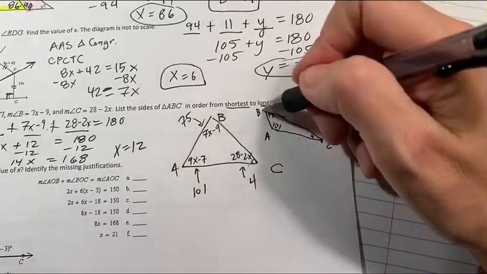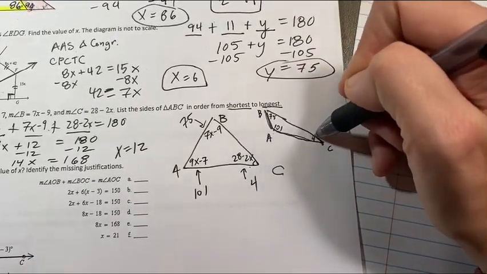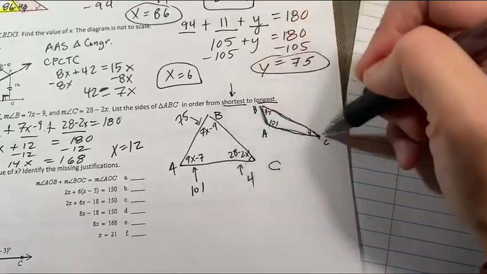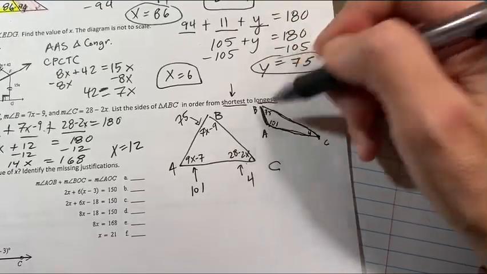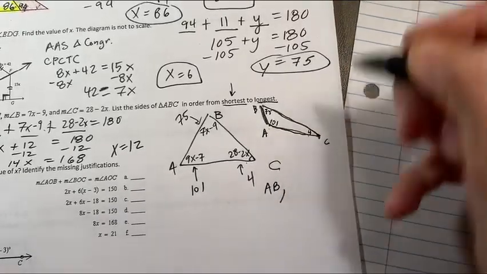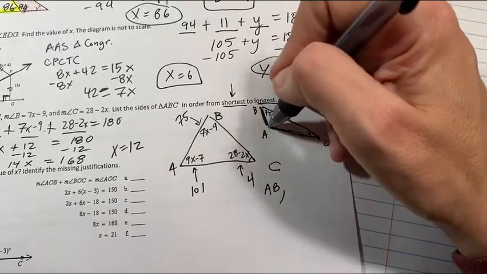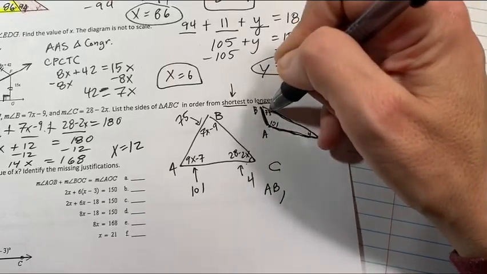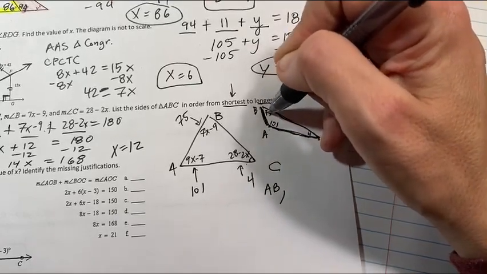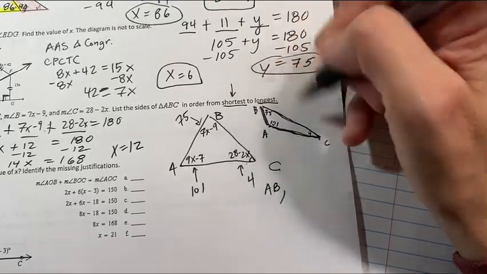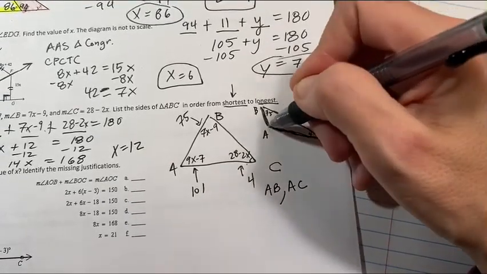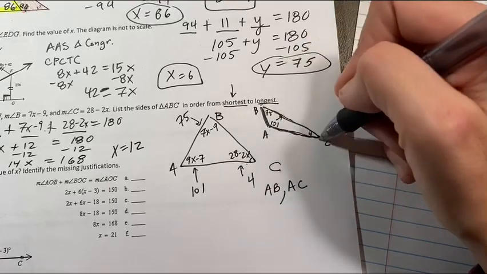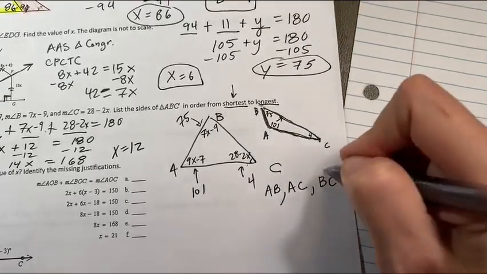So it should be obvious, especially since I redrew this, the side that's the shortest has to be opposite the smallest angle because it's not open very far. So that would be side AB. The side that's next to longest, or medium, would be opposite the medium angle because that angle's open a little bit more. So that would be side AC. And the longest side is opposite the biggest number, 101. So the longest side has to be BC.